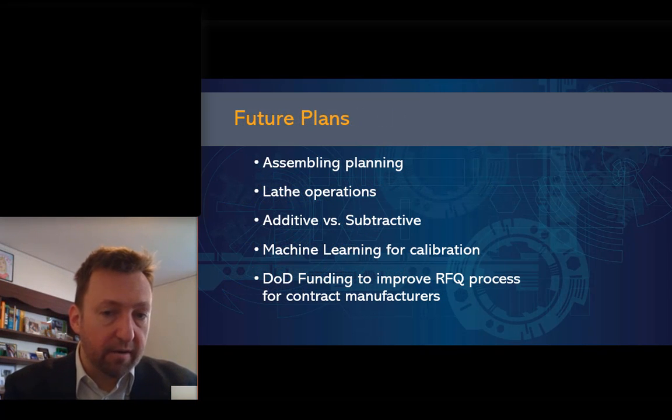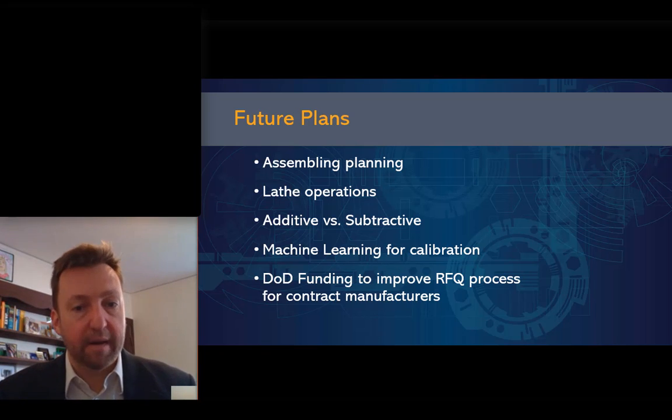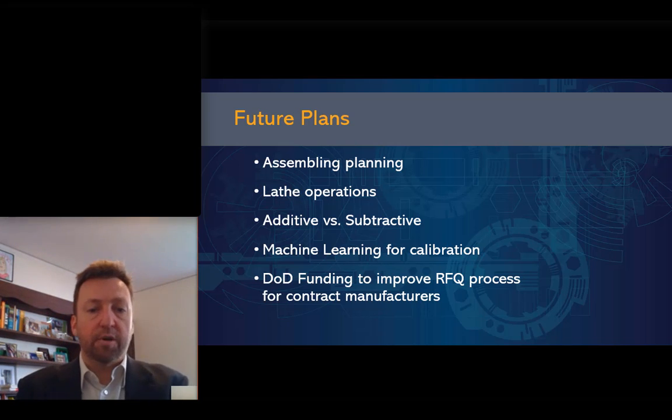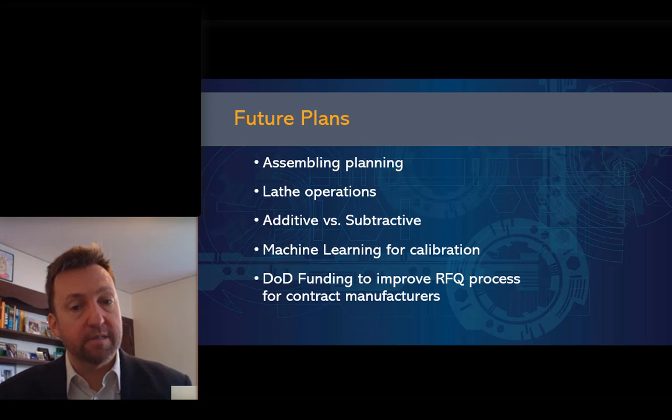We're just getting started. We have a lot of plans in the future. We're looking at assembly planning. This is an area we've been working at for the last 10 years. So instead of a single part, reasoning over many parts. We're working on lathe operations. As we'll show you in a bit, we are doing some additive, but in the future we're going to be doing more comparisons between additive and subtractive. We're bringing in machine learning to calibrate our models.